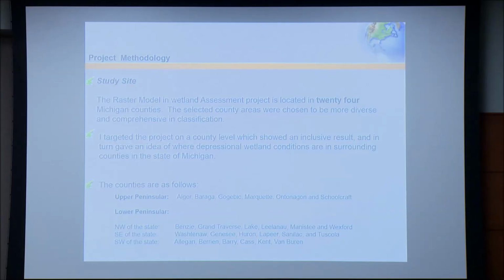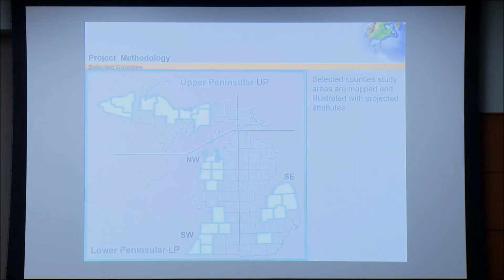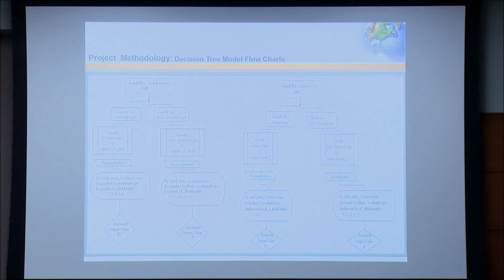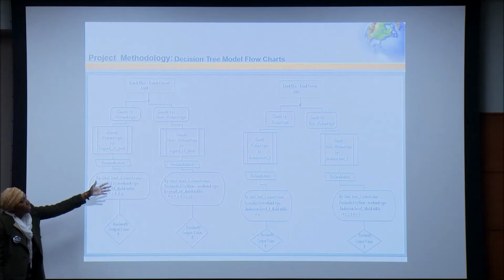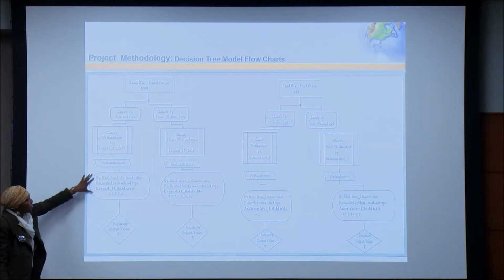So here, I already gave you guys pretty much an analysis of the county. There were 24 selected counties that I chose, and the names at the bottom are those counties, the ones in the Upper Peninsula as well as in the Lower Peninsula. So here are the selected counties illustrated here. And then this is the model that I chose. So what I did was classification of the wetland, 1800 and 2000. And then again, as I mentioned earlier, I used the Legend 11 field for the 1800 and Anson 1 for the 2000. And then here's the classification.